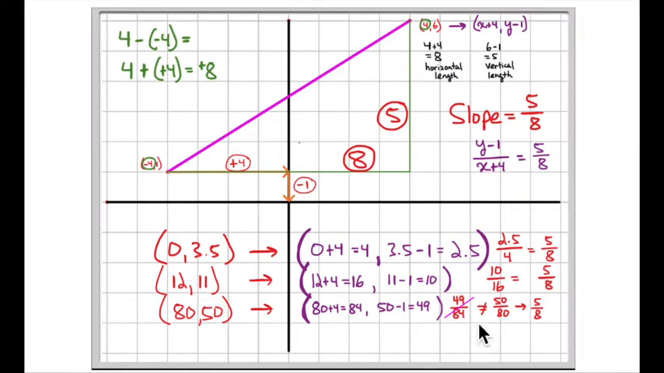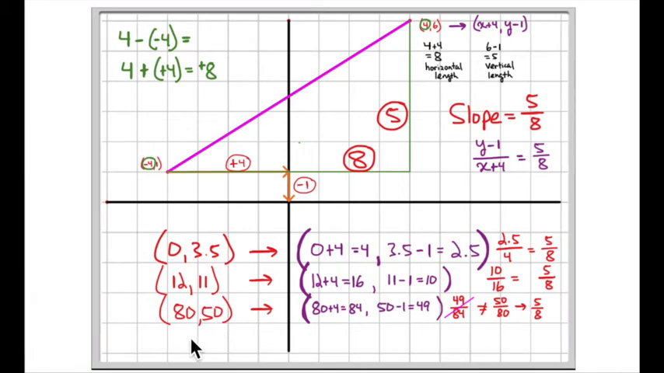I did want to mention that a common factor between 49 and 84 is 7. So 49 divided by 7 is 7. 84 divided by 7 is 12. So simplifying this fraction, or writing this as a simpler equivalent ratio, gives you 7/12, 7 out of 12, which is not equal to 5/8 or 5 out of 8. So these are not equal ratios. So this point, once again, 80, 50 is not on this line up here.